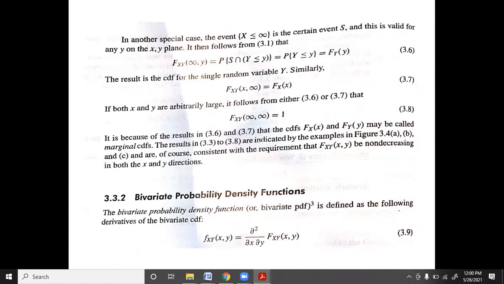So that gives us small f of x y, x comma y, which is nothing but the bivariate PDF, and that will be equal to the partial derivative ∂² by ∂x ∂y of the CDF.